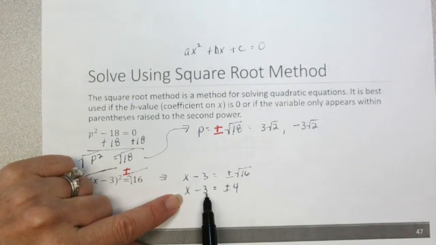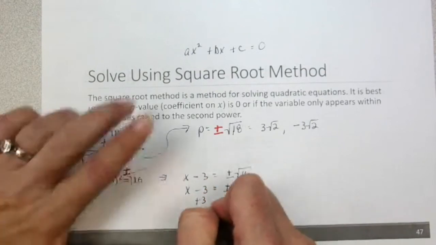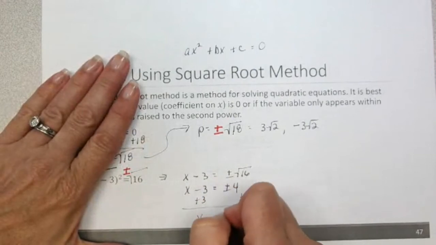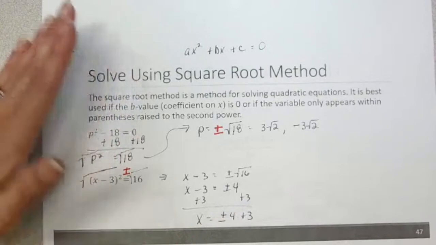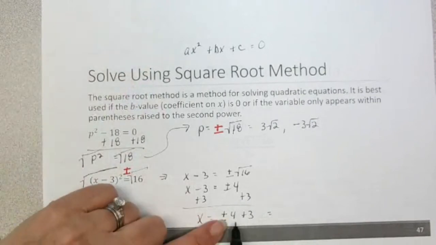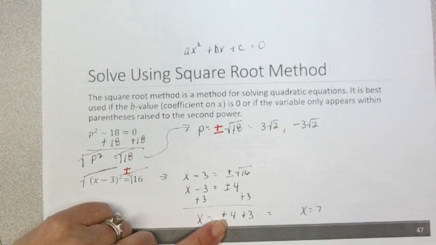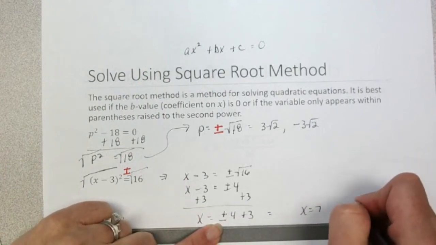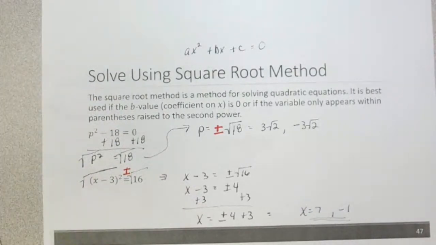Now, really, when we solve for x here, I could keep it here. I could say, well, we're going to add that 3 to both sides. So then x is equal to plus or minus 4 plus 3, right? That's kind of weird. I probably want to put my answers separately, right? If I'm saying x is plus 4 plus 3, x equals 7. If I'm saying x is minus 4 plus 3, x equals negative 1. So we have two solutions there for x.